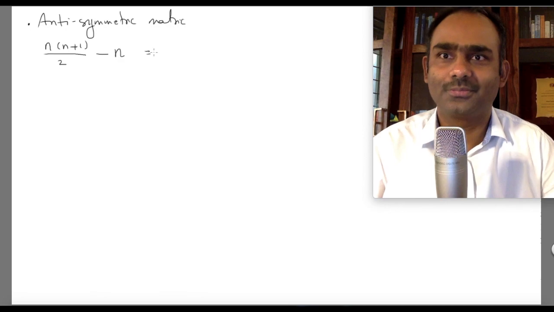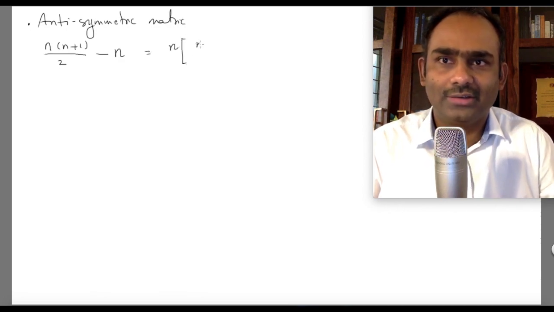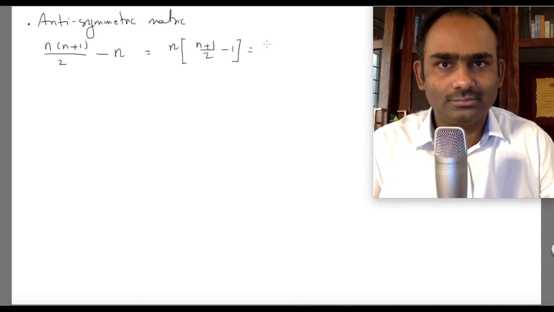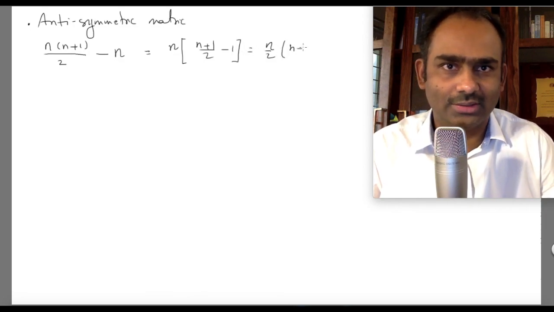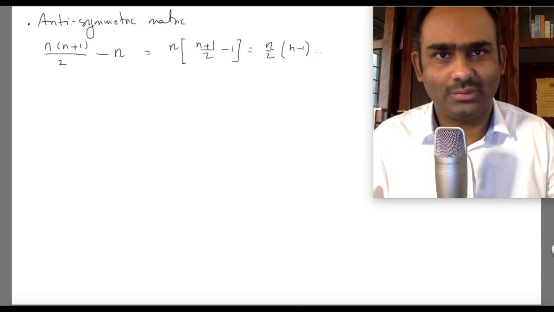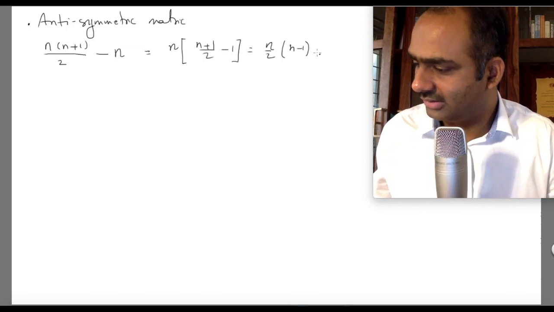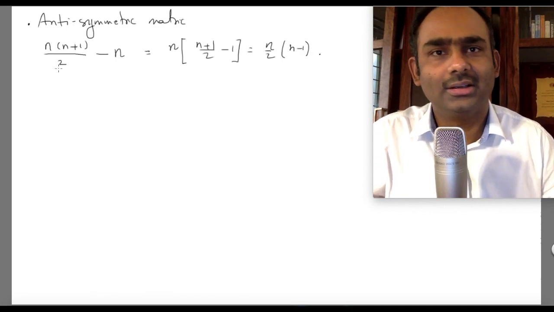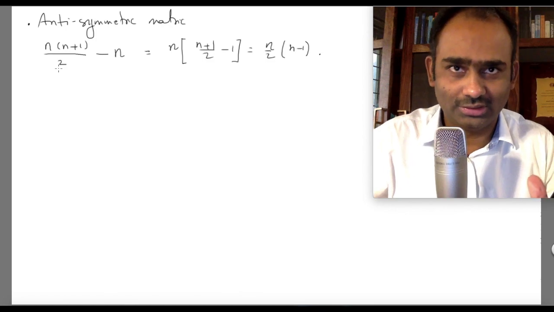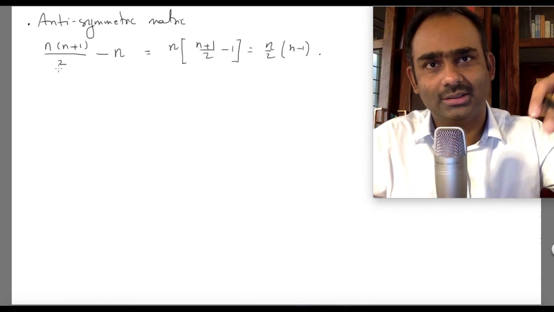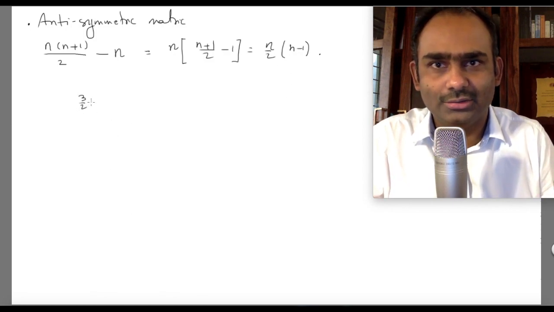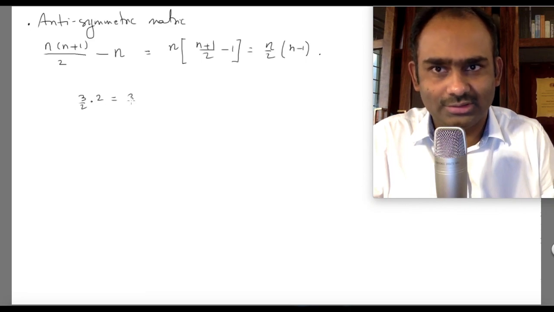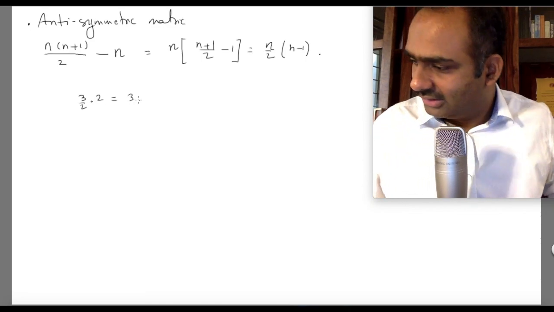So what do you get? You take n outside, you have n times n plus 1 over 2 minus 1, which is n over 2 times n plus 1 minus 2, which is n minus 1. So n into n minus 1 over 2, which is the correct result. And let's check. For a 3 cross 3 matrix, you should get only 3, what you have on the upper corner. So you put n equal to 3, you get 3 by 2 into 3 minus 1, which is 2, so 3. So it's correct. That's fine.